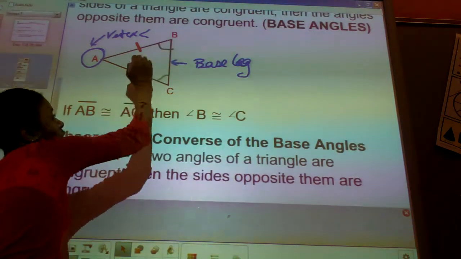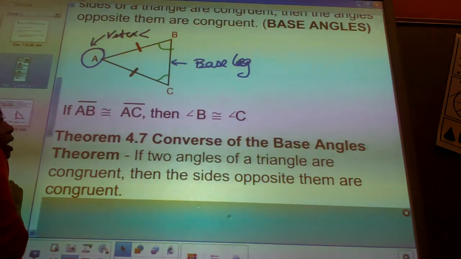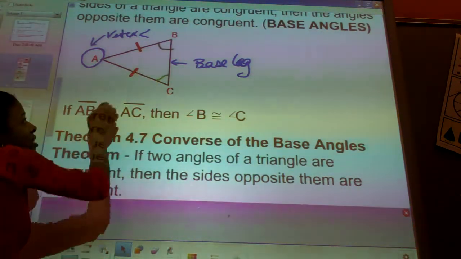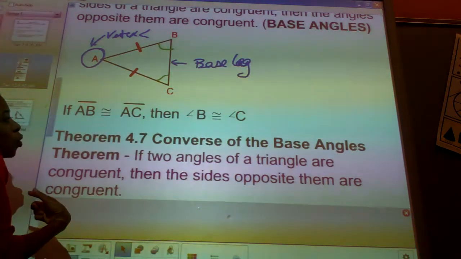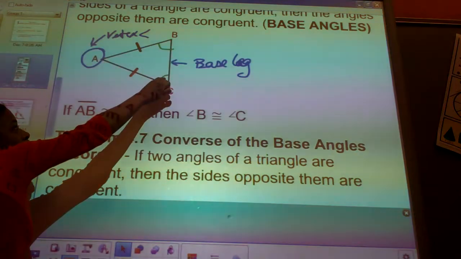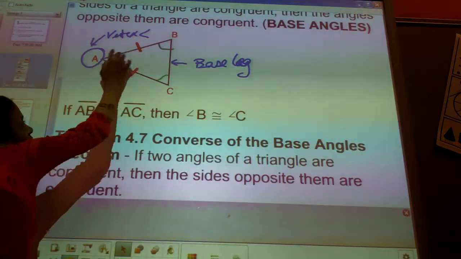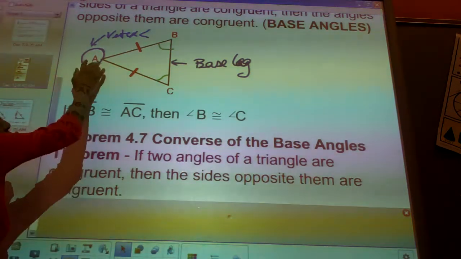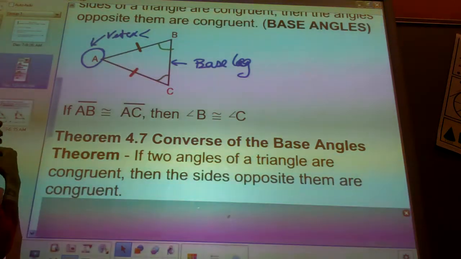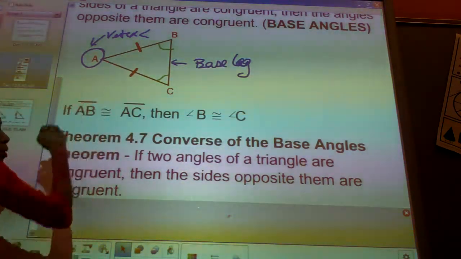Well, the question is, if angle B is congruent to angle C, what's the leg opposite to angle B? It's AC. That means AC is automatically going to be congruent to the side that's opposite to angle C, because angle C is congruent to B. The side opposite will be congruent. That's AB, and it's congruent to AC, because if two angles are congruent, the two opposite sides will also be congruent.